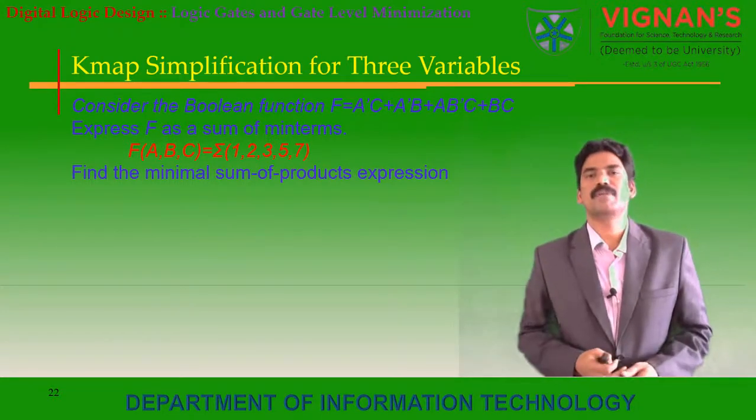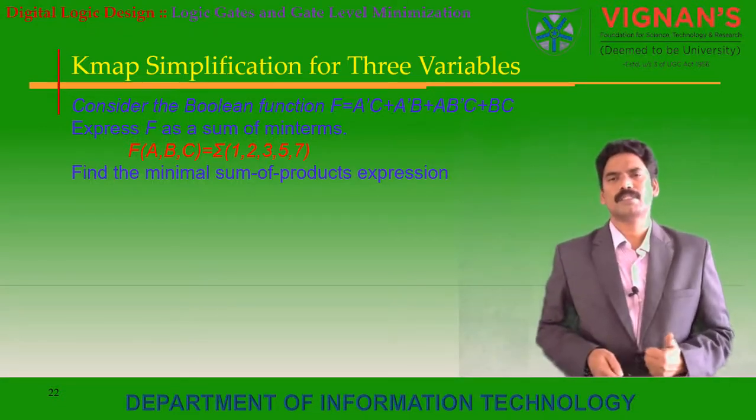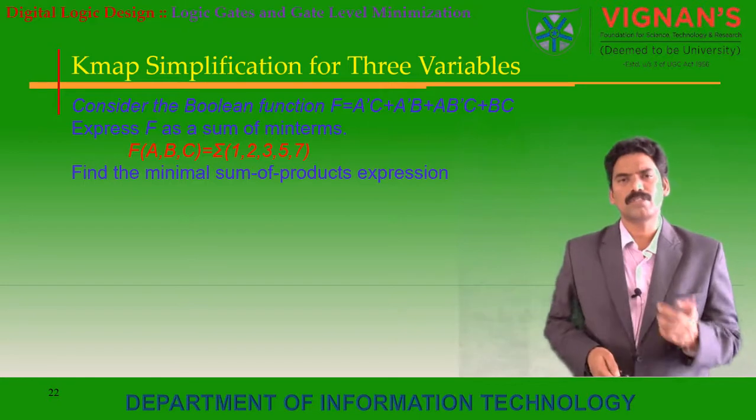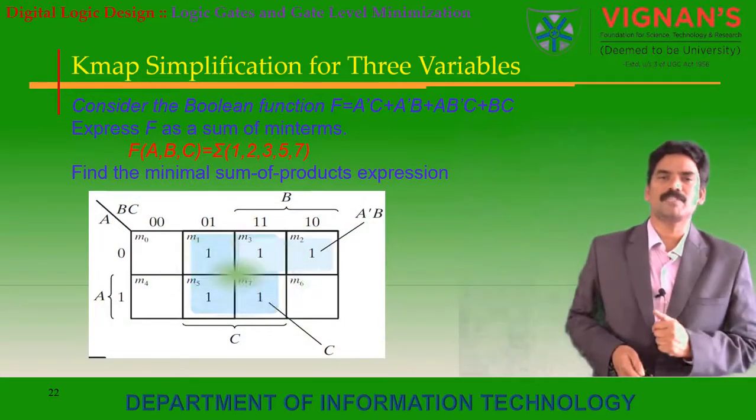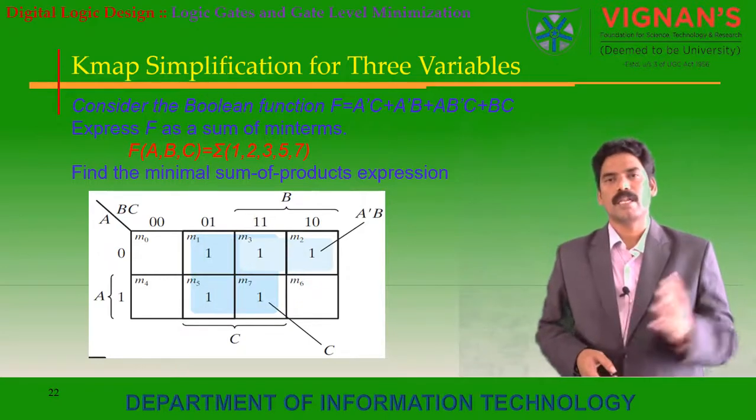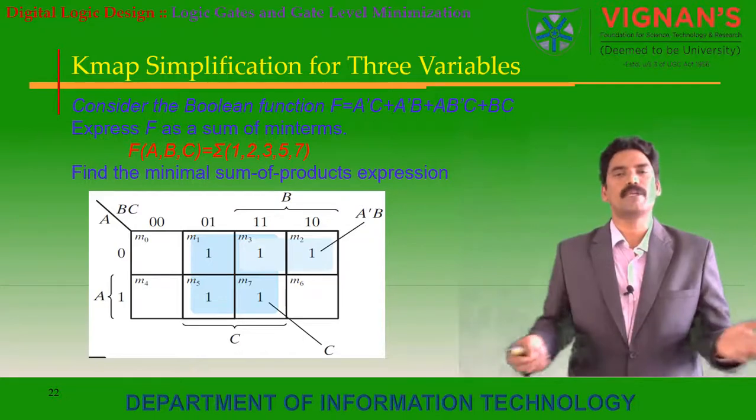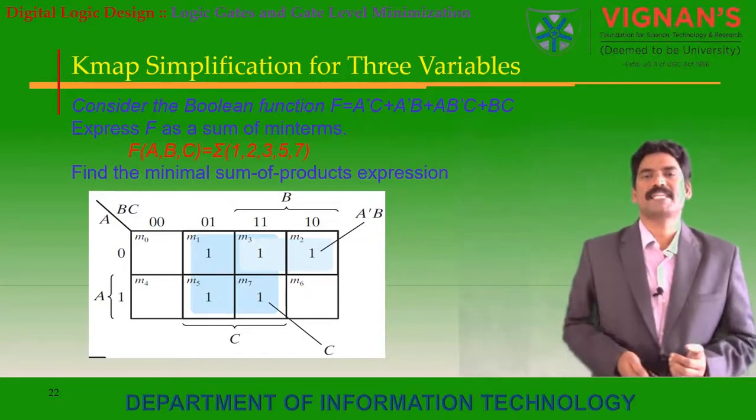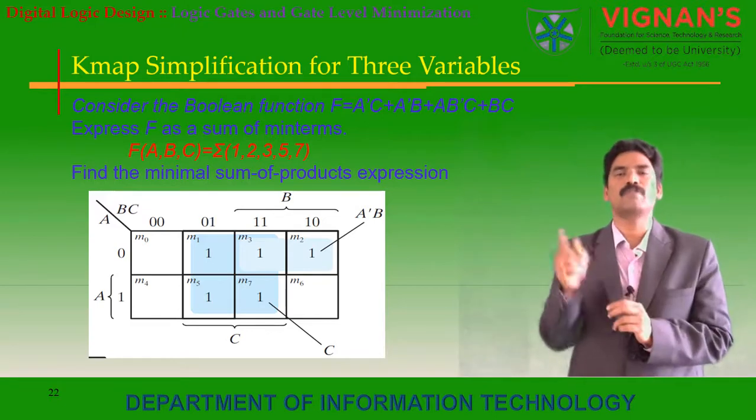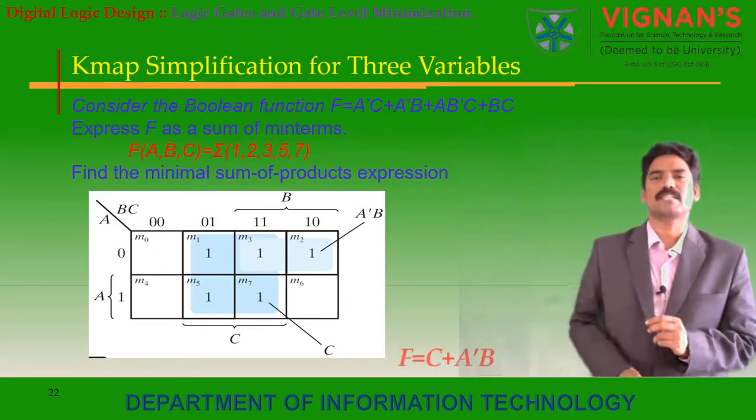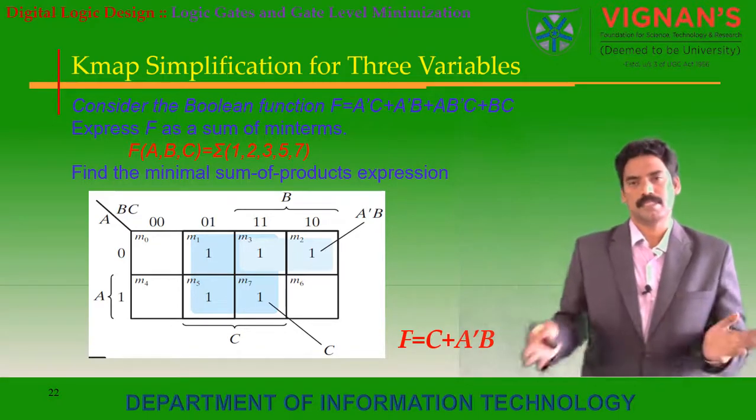So, how to find the minimal expression for this? What is the K map for this? How many terms are there? 1, 2, 3, 4, 5. 5 minterms are mapped like this, and grouping, 4 grouping is possible and 2 grouping is possible. And what is the simplified expression for this? From 4 grouping we are getting C, and for 2 grouping we are getting A bar B. So, the finalized expression is F is equal to C plus A bar B.